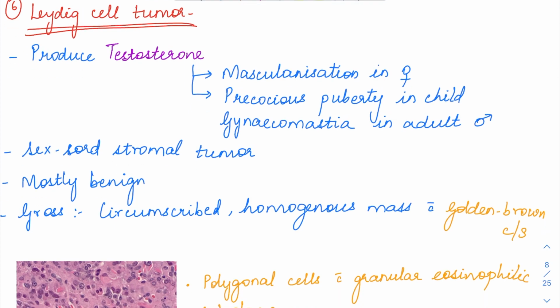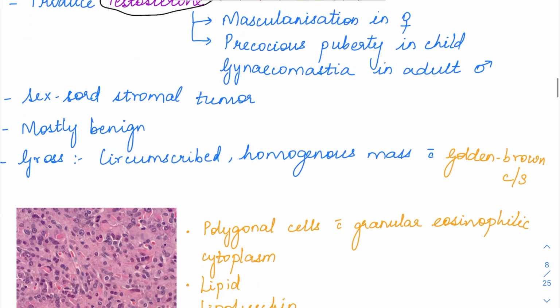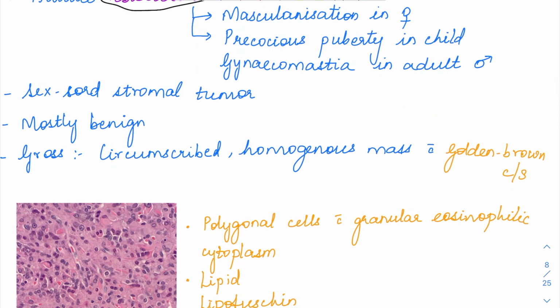The very important thing about Leydig cell tumor is a hormone. It is a hormone producing tumor. It produces testosterone, and due to the presence of this testosterone, it is going to produce symptoms early. So it will cause masculinization if it's in a female. Suppose it was an ovarian tumor, so it is going to produce masculinization. If it was a male, it is going to produce precocious puberty in a child and gynecomastia in an adult.